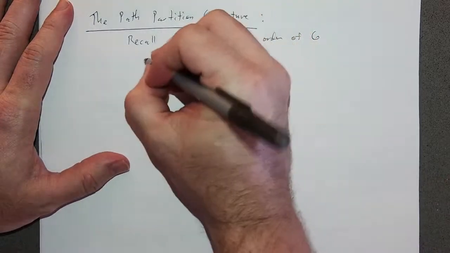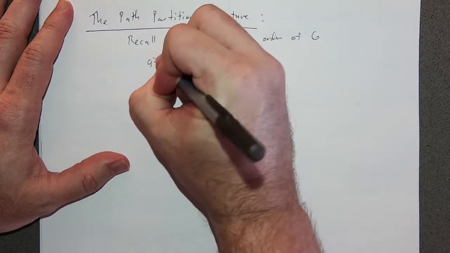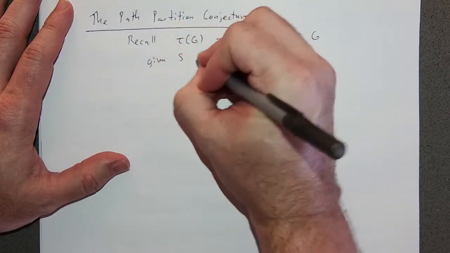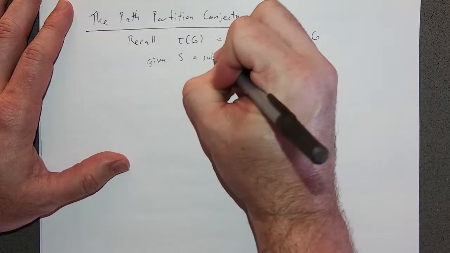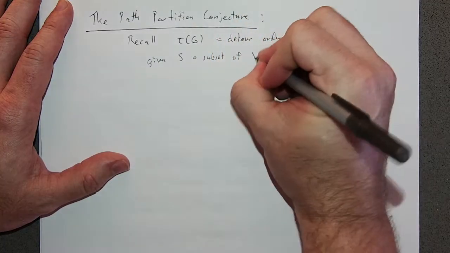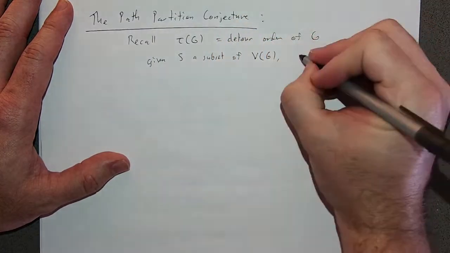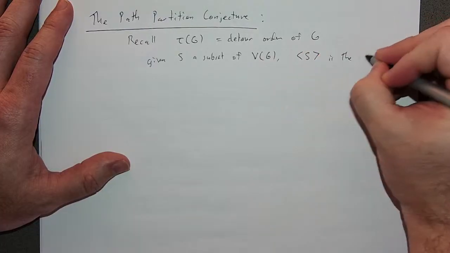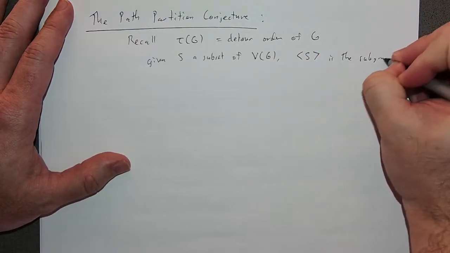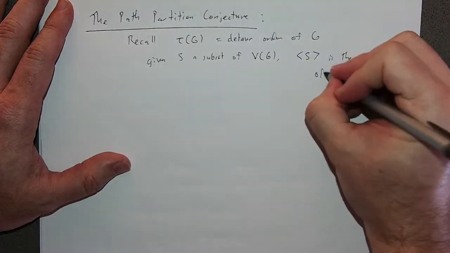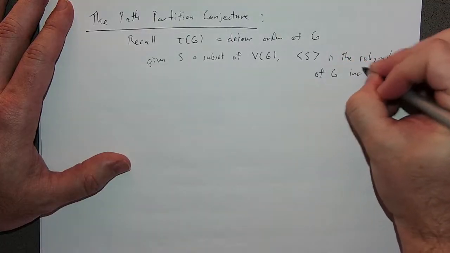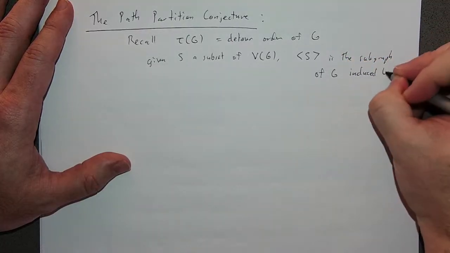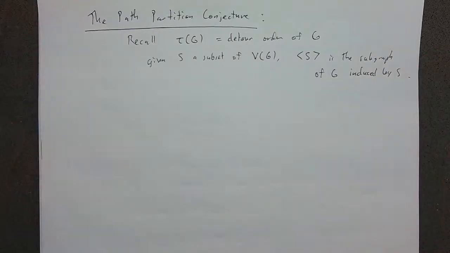Recall that given S, a subset of the vertex set of G, corner brackets S is the subgraph of G induced by S. That was the notation that we used.